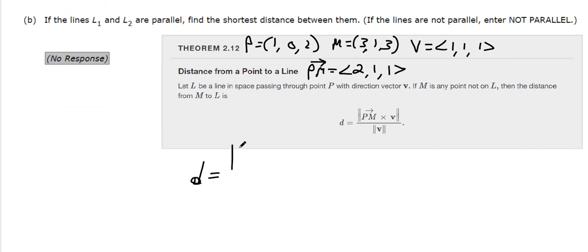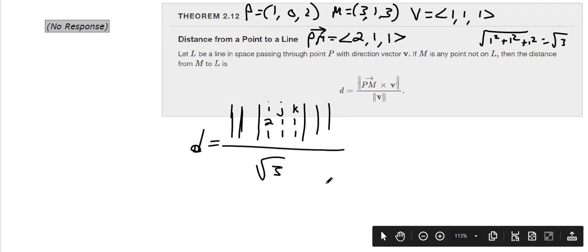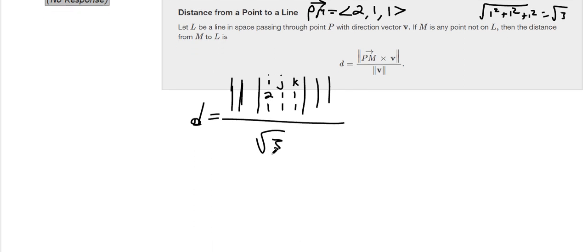The distance is going to be the magnitude of the cross product of PM and our directional vector V, over the magnitude of V. The text uses a determinant of a matrix to help us find the cross product, where you put i, j, k across the first row, PM across the second row, and directional vector V across the third row. The magnitude of V is a quick calculation: the square root of 1 squared plus 1 squared plus 1 squared, so that's the square root of 3. All we need to do is evaluate that determinant and then the magnitude of that resulting vector.